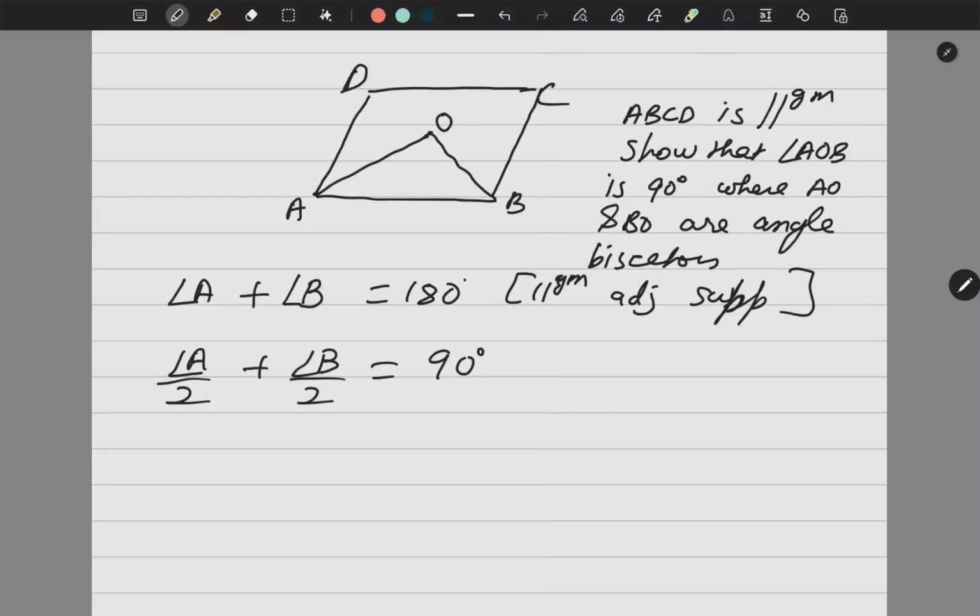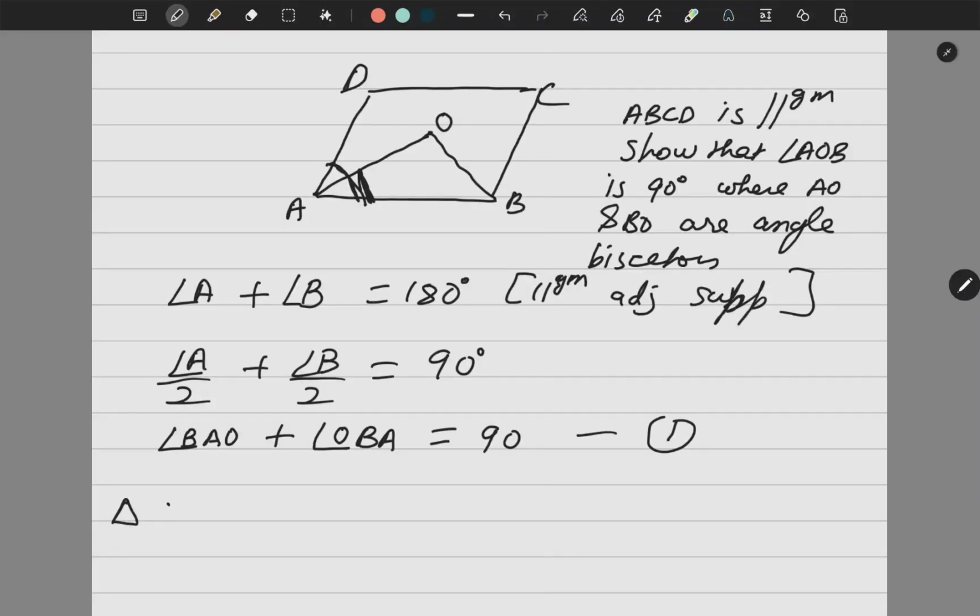Correct? Now I wrote it like this. Now what is half of angle A? This is full angle A. So half of angle A is what? This one, because AO is a bisector. So what I will write? Angle BAO plus angle OBA is equal to 90 degrees. Okay, I'll make it equation number 1.